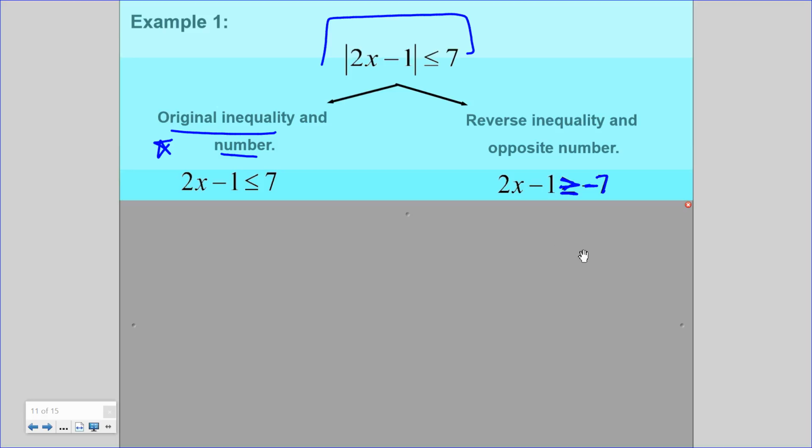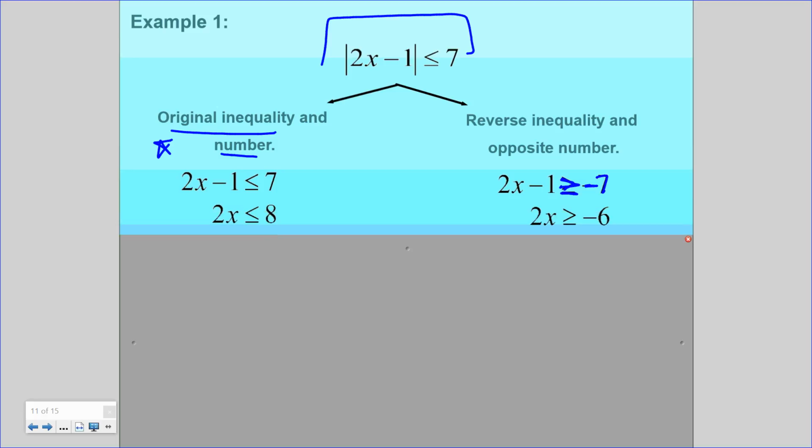From here, you'll solve each separately, just like we were doing with our equations. So on the left, add 1, divide by 2. On the right, add 1, divide by 2. And we get x to be less than or equal to 4 and x to be greater than or equal to negative 3. So these are the 2 possible solution sets that might make this inequality true.